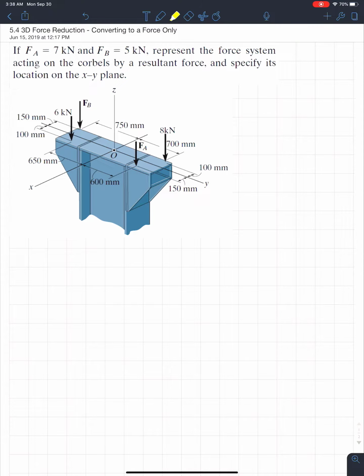Because as you know, if I have a force and a point, and I start moving that force away from the point, it'll start to create a moment. So our goal in this example is to move our resultant force to a specific location in the XY plane so that the distance it creates with the point will create our resultant moment.